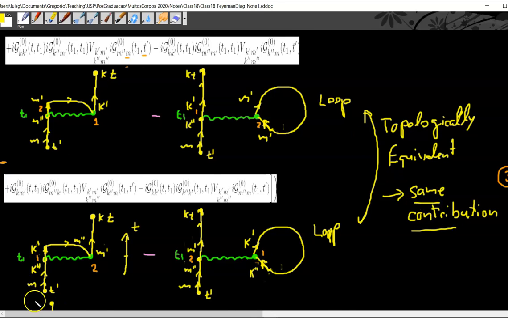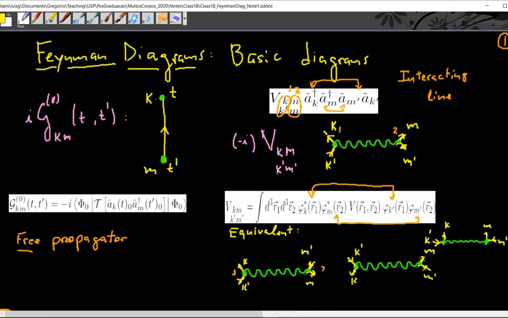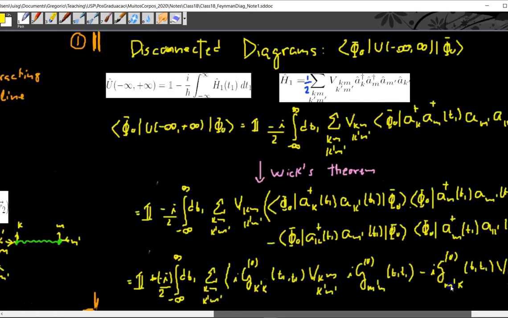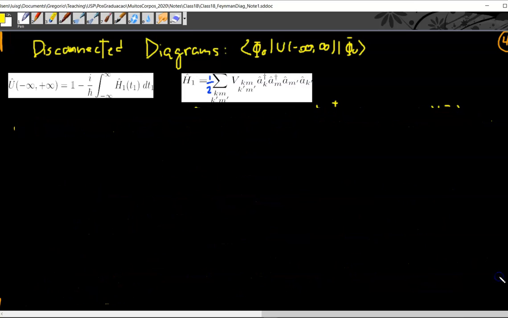Okay, let's move on. Let's go back to these diagrams that are essentially disconnected from this propagator here. I mentioned that these would be canceled out, and let's see how that works. So if I go a little bit to the side here, yeah, there.